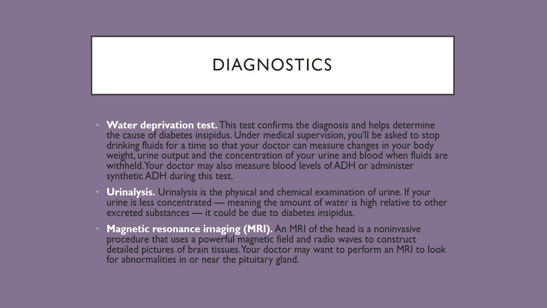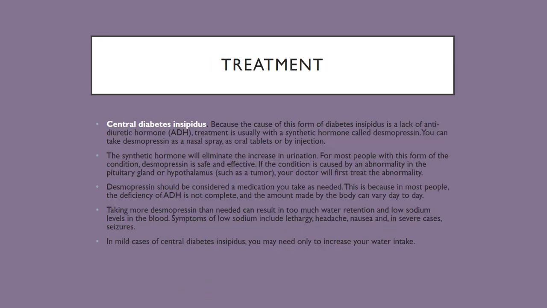If urine is less concentrated, meaning the amount of water is high relative to other excreted substances, it could be due to diabetes insipidus. Or they may actually do an MRI. An MRI of the head is a non-invasive procedure that uses a powerful magnetic field and radio waves to construct detailed pictures of the brain tissues. Your doctor may want to perform an MRI to look for abnormalities in or near the pituitary gland.